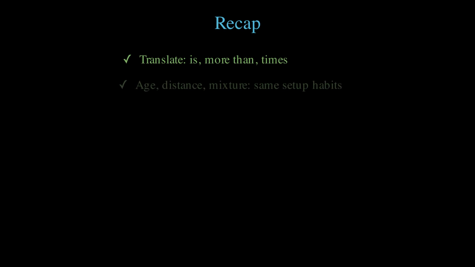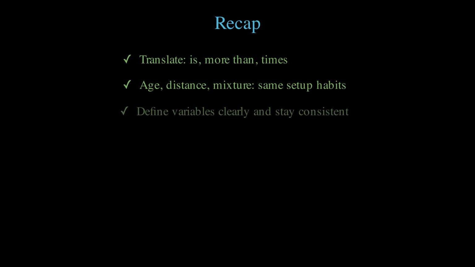Recap. First, translate common phrases into operations before you touch the algebra. Second, use the right structure for each type. Sums for ages, rates times time for distance, salt or amount balances for mixtures. Third, keep one meaning per variable and verify with a quick real-world check when you can.